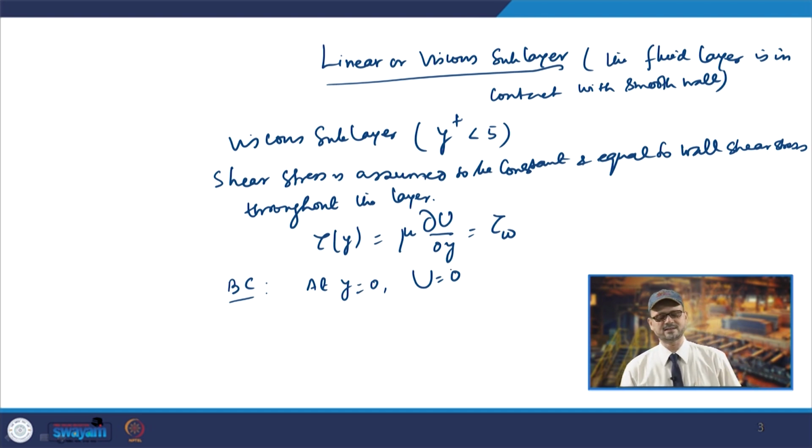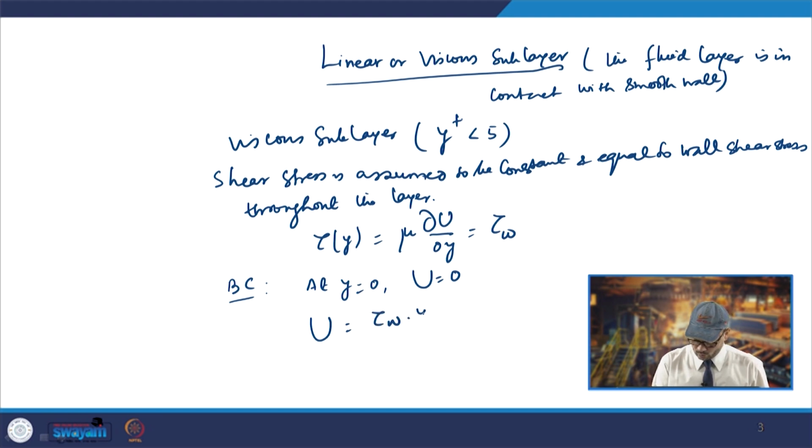So, in this case what we see, we get a linear relationship, and after integrating what we get is u equal to tau w into y upon mu. So, that is what you get from here. Once you get the integration constant, then putting the boundary condition, you get this value u equal to tau w y by mu.